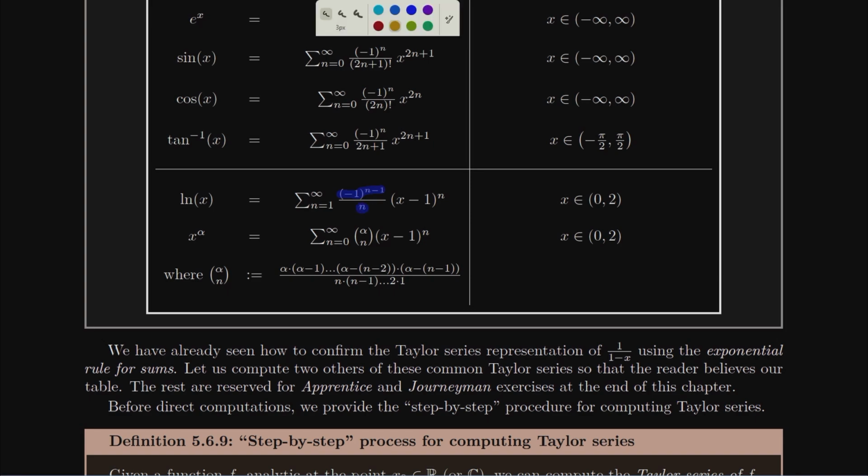But what's happened over here? Why does it look like x minus 1 to the n? Well, these bottom two cases are actually centered at x naught equals 1. And so you can always find the center by looking at that shift, right? The shift by x is going to help you find the center.